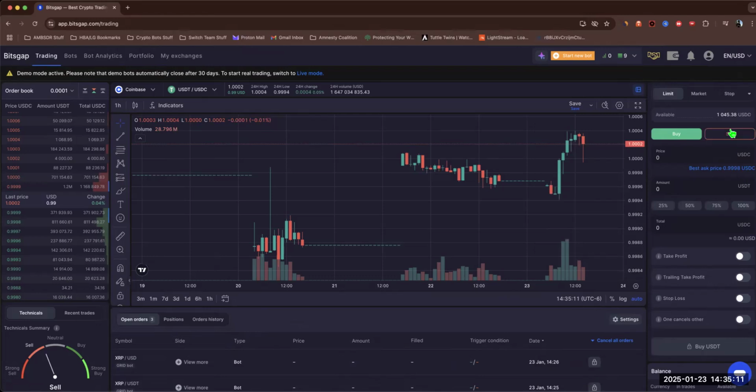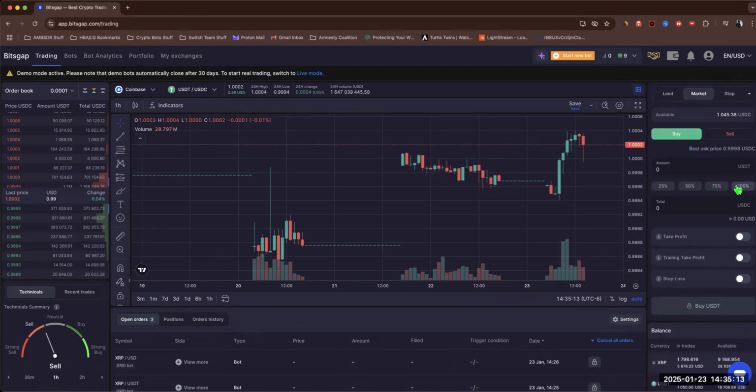So I am going to swap all of this over to USDC. Okay. It's interesting how it fluctuates like this. It's not a lot, but it's just still kind of weird. They're supposed to be stable coins.